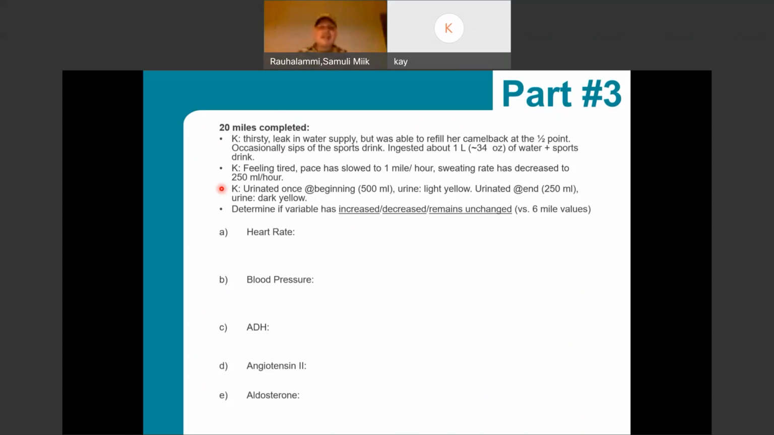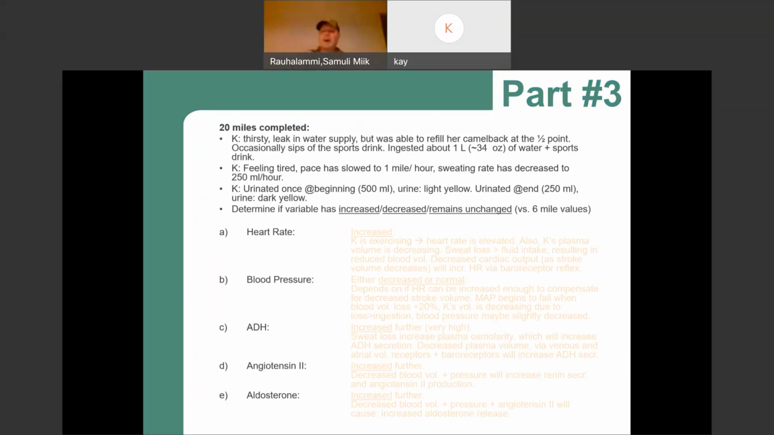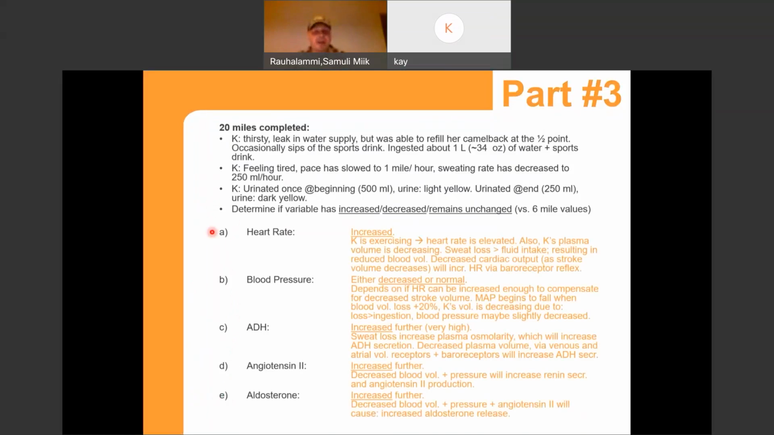And we're going to start seeing significant changes in all of these: heart rate, blood pressure, ADH, angiotensin II, and aldosterone levels. Let's have a look at those. And again, remember, you don't need to go into as much detail as I've gone here. So we're going to see that for Carla at the late part of the hike, when she's getting dehydrated.